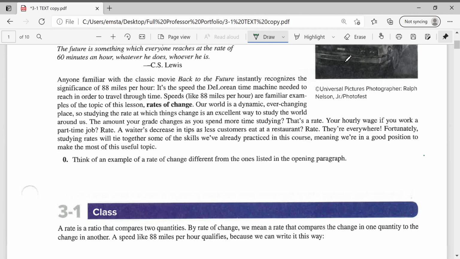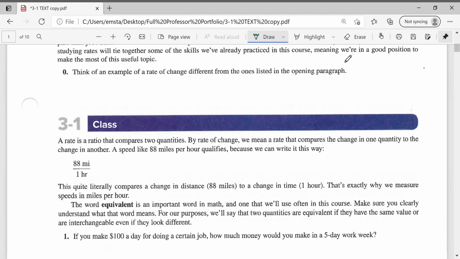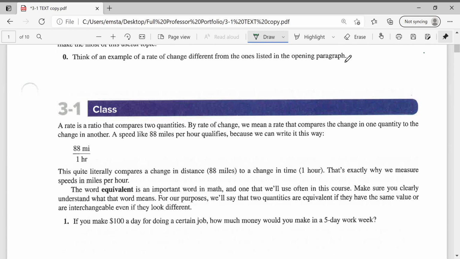Under the section where it says 3.1 class, the author goes into some more detail about what it means to be a rate. A rate is a ratio that compares two quantities. By rate of change, we mean a rate that compares the change in one quantity to the change in another. A speed like 88 miles per hour qualifies because we can write it as 88 miles over 1 hour. This quite literally compares a change in distance, the 88 miles, to a change in time, 1 hour. That's exactly why we measure speed in miles per hour.